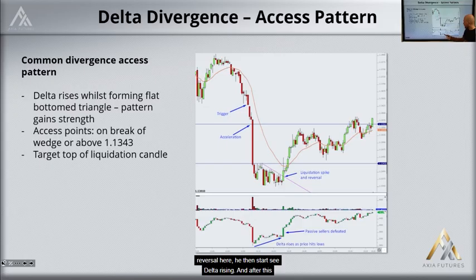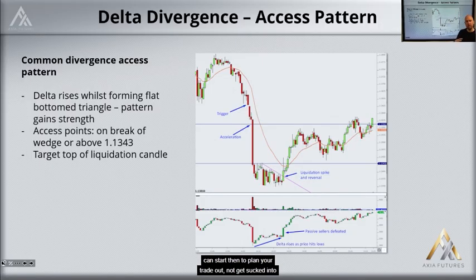You then start to see delta rising. And after this first spike down, remember what we said about spikes in volume, a good indication of end of move, particularly if volume relatively drops off very quickly, which is exactly what happens here. Huge delta spike, volume drops very quickly, move stagnates. Delta starts to rise. Now, that steady increase in delta should be saying to you there's potential reversal here.